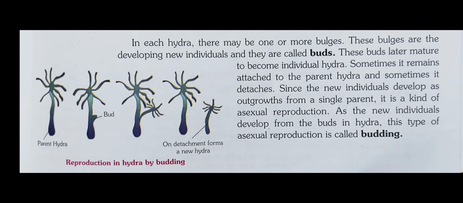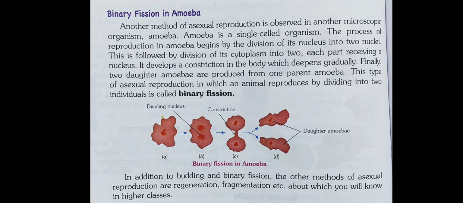Sometimes it remains attached to the parent hydra and sometimes it detaches. Since the new individuals develop as outgrowths from a single parent, it is a kind of asexual reproduction. As the new individuals develop from the buds in hydra, this type of asexual reproduction is called budding. Okay children, this is how budding takes place in hydra.